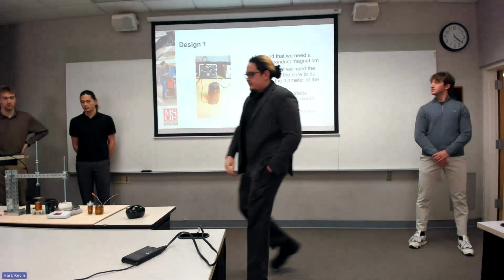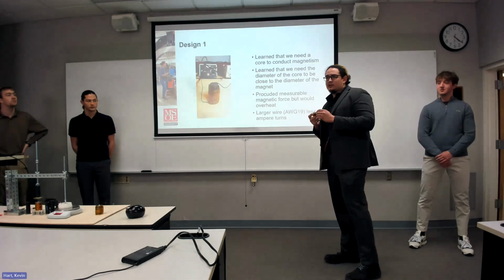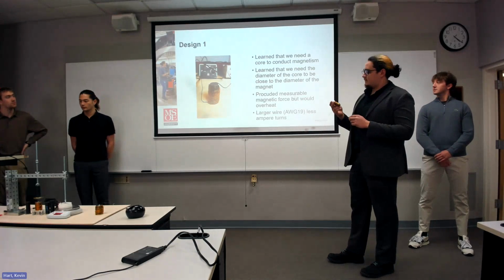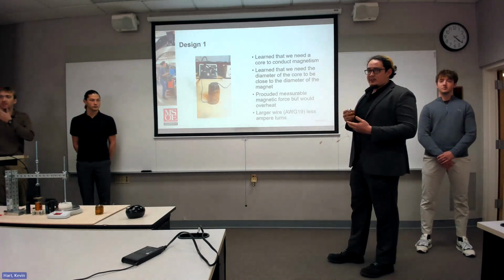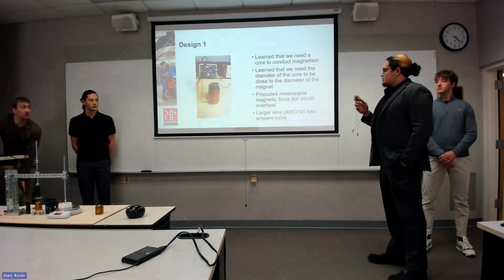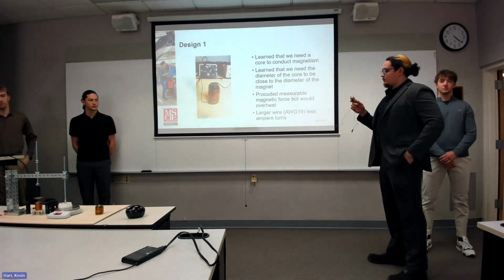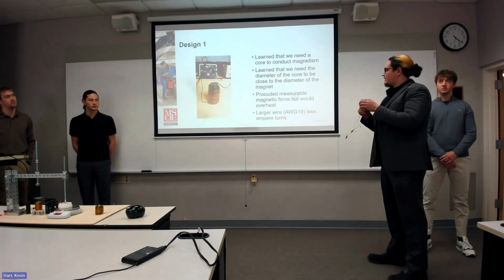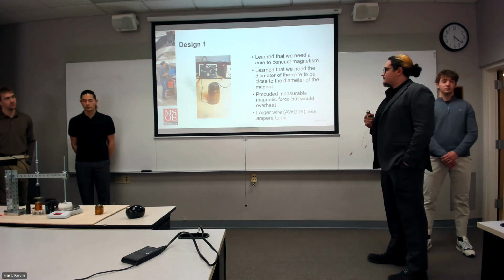So first design, we used a core from 1018 cold rolled steel, 3/4 of an inch in diameter, and wrapped it with 19-gauge wire. Here we were able to see that we actually produce a good amount of magnetic force, but we also learned that for us to transfer more of the magnetic flux into the system, we need to match the diameter of the core to the diameter of the permanent magnet. This was smaller than the diameter of the permanent magnet. This produced a good amount of magnetic force, but it would overheat quite easily.